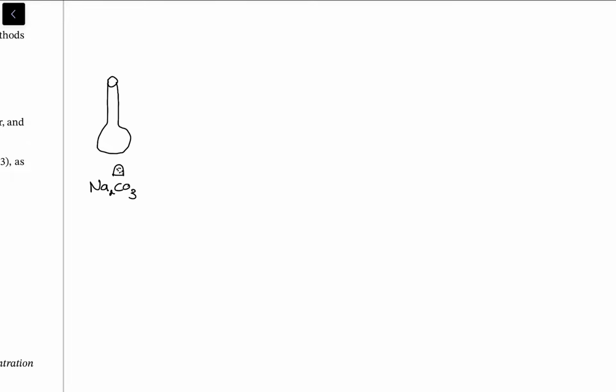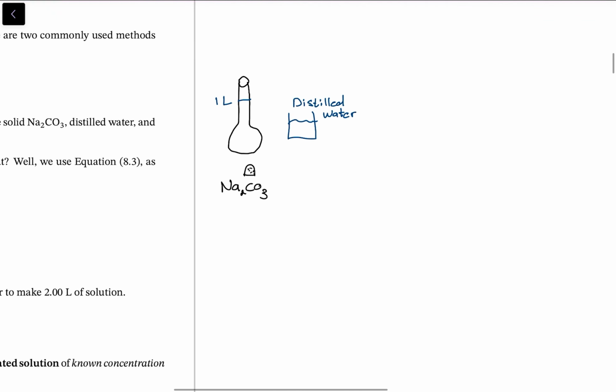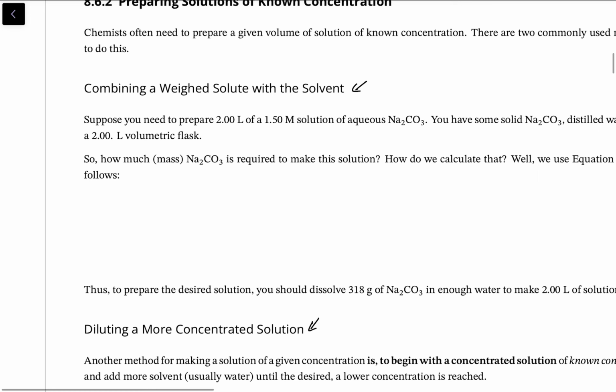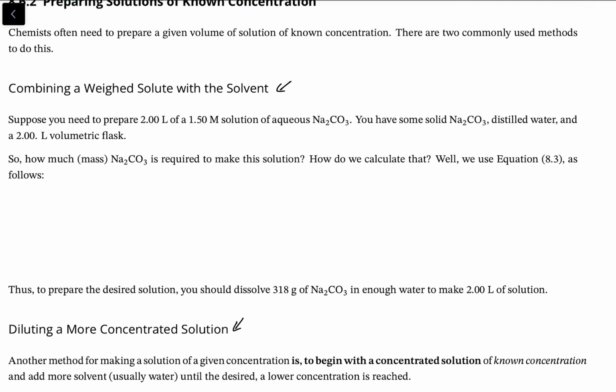And you have enough distilled water to make up a solution once again, 1 liter, or is it a 2 liter in this case? Well, it's a 2 liter solution up to the mark. You carefully transfer this in there, and you carefully transfer your distilled water, and eventually you want a solution with a concentration of, suppose you need to prepare a 2 liter solution of 1.5 molar.